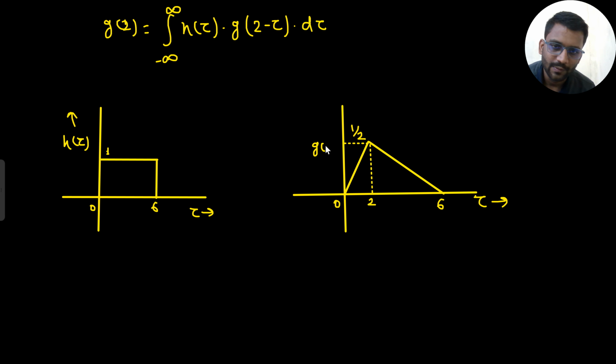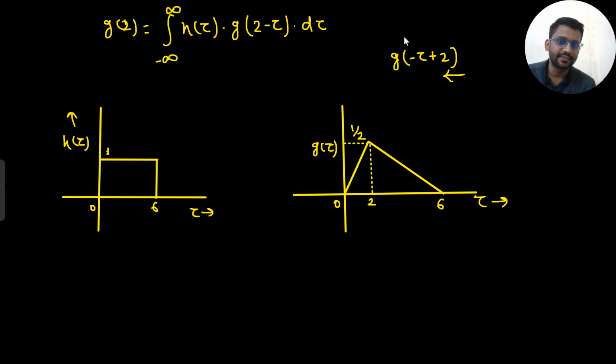This was your g of tau. But what you have to multiply? You have to multiply h of tau with g of 2 minus tau. So one thing you can do is start from here, g of minus tau plus 2. First you will left shift and then you will mirror it.